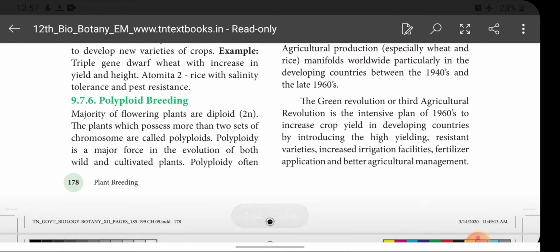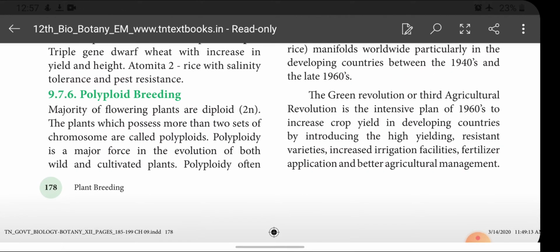The majority of flowering plants are diploid, that is, they have a diploid number of chromosomes in their somatic cells. The plants which possess more than 2 sets of chromosomes are called polyploids. What is called polyploids? The plants which possess more than 2 sets of chromosomes are called polyploids. Polyploidy is a major force in the evolution of both wild and cultivated plants.